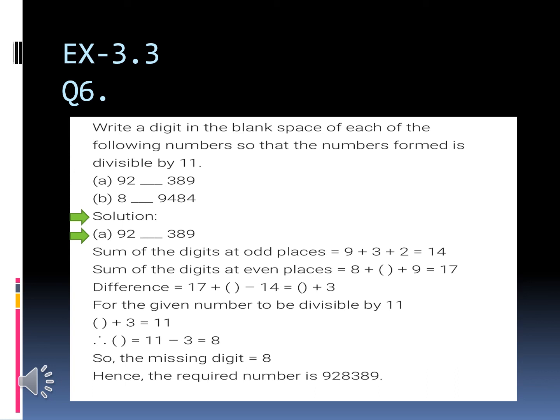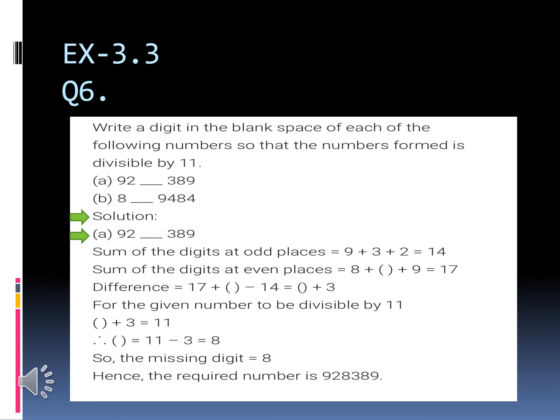Recall the divisibility of 11 first of all, that you have to find out the sum of the digits at the odd places and even places separately, and then you have to find out the difference, and the difference should either be 0 or divisible by 11, right? So let's start with A part. The number is 92-389. So let's do the first step.